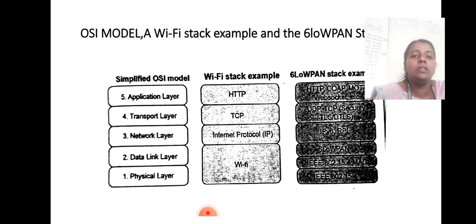So first we can see the simplified OSI model. Here we have five layers: physical layer, data link layer, network layer, transport layer, and application layer. Next shows one Wi-Fi stack example, and next shows a 6LoWPAN stack model.